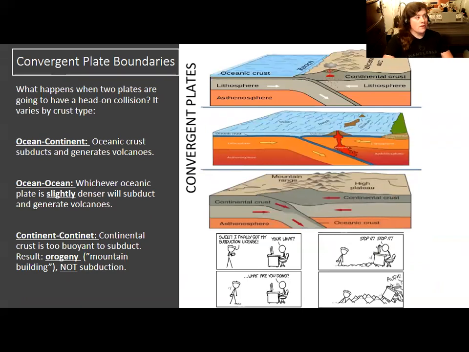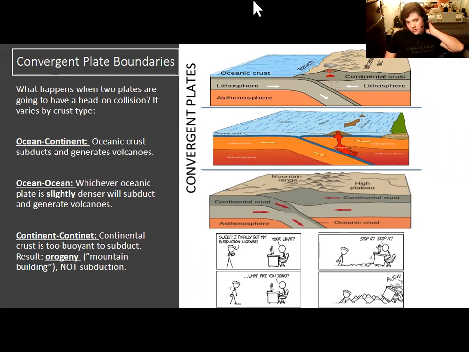And subduction is one thing that can happen at a convergent plate boundary. Convergent plate boundaries are a bit more complicated than divergent plate boundaries because divergent plate boundaries always produce oceanic crust on either side. But at convergent plate boundaries, where you have two plates approaching each other head on, what happens depends on the type of crust you have underneath the two plates.